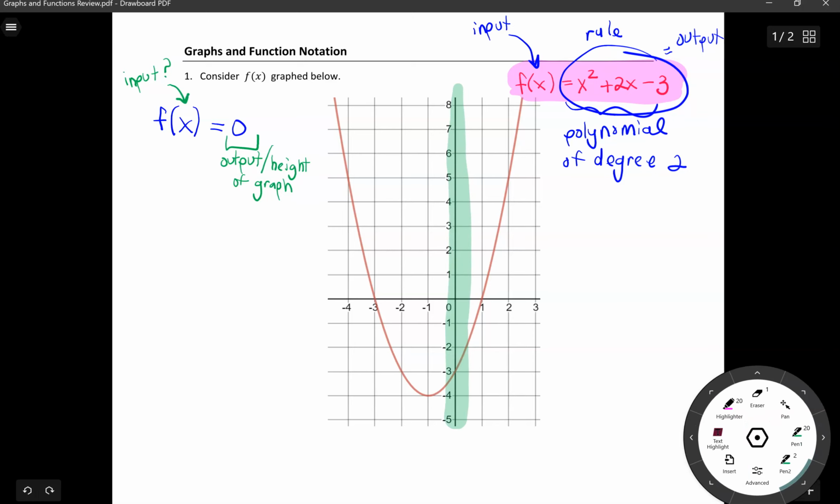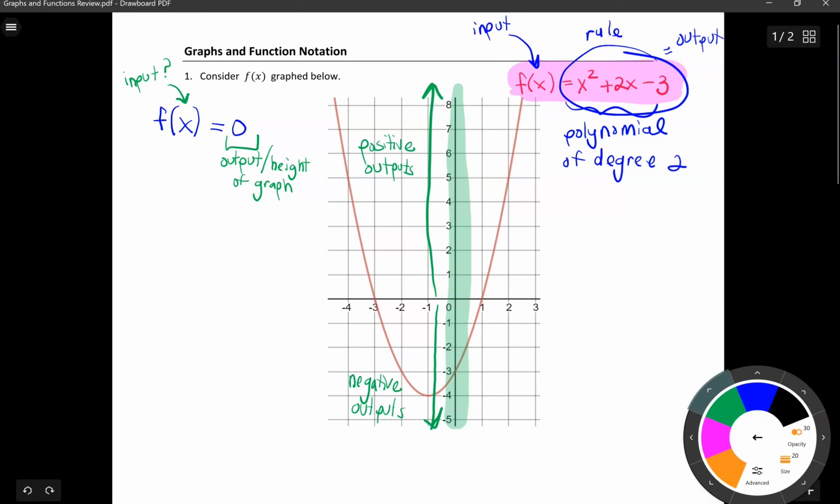So I can see that if I'm above my x-axis, my y values or my outputs are positive. And if I'm below the x-axis, then I have negative outputs. But if I'm right on the x-axis, the height of the graph there is 0. So where does my function here, remember this parabola is the graph of the function, it's every single solution to the function plotted visually for me to see here. So where's the height 0? Where does it hit the x-axis?